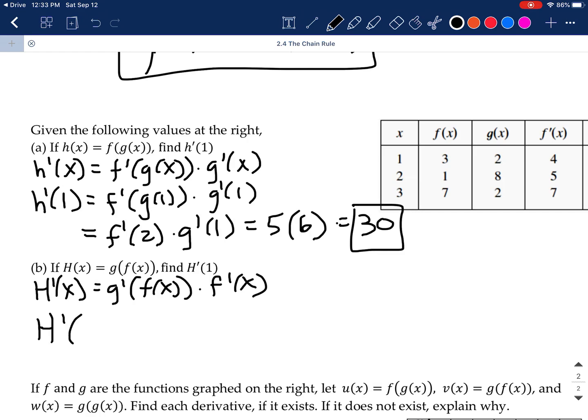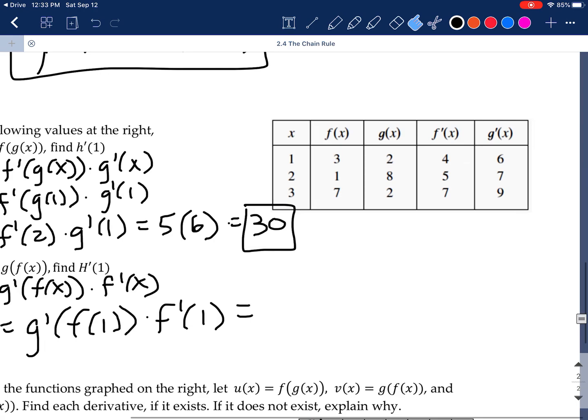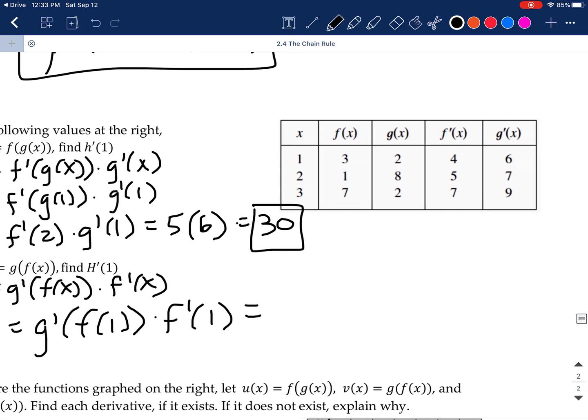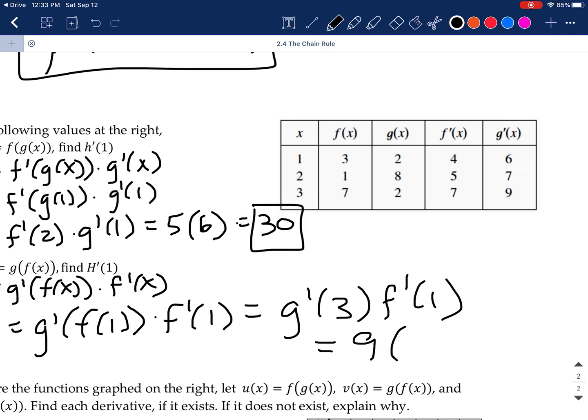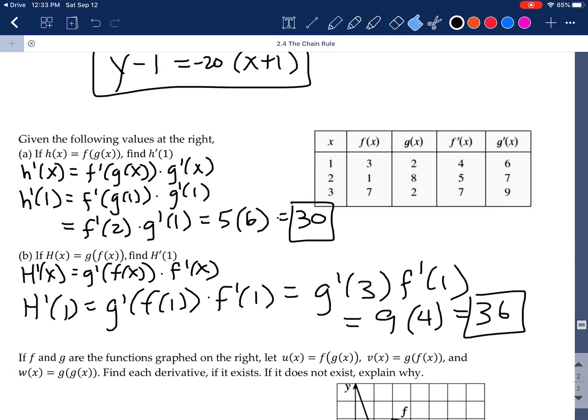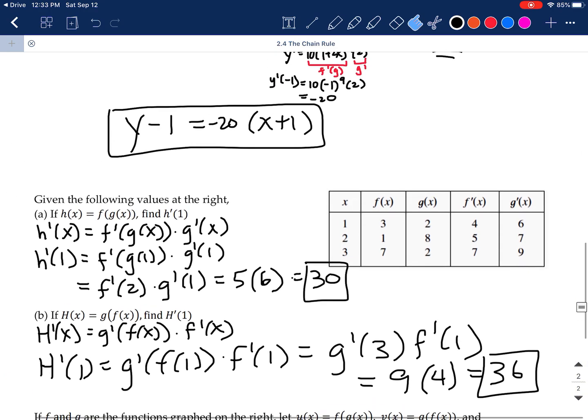So then capital H prime of 1 is going to be g prime f of 1 times f prime of 1. So what is f of 1? F of 1 is 3. So we got g prime of 3, f prime of 1. So g prime of 3 is 9, and f prime of 1 is 4. And we get 36. So again, just a table example representing our chain rule.